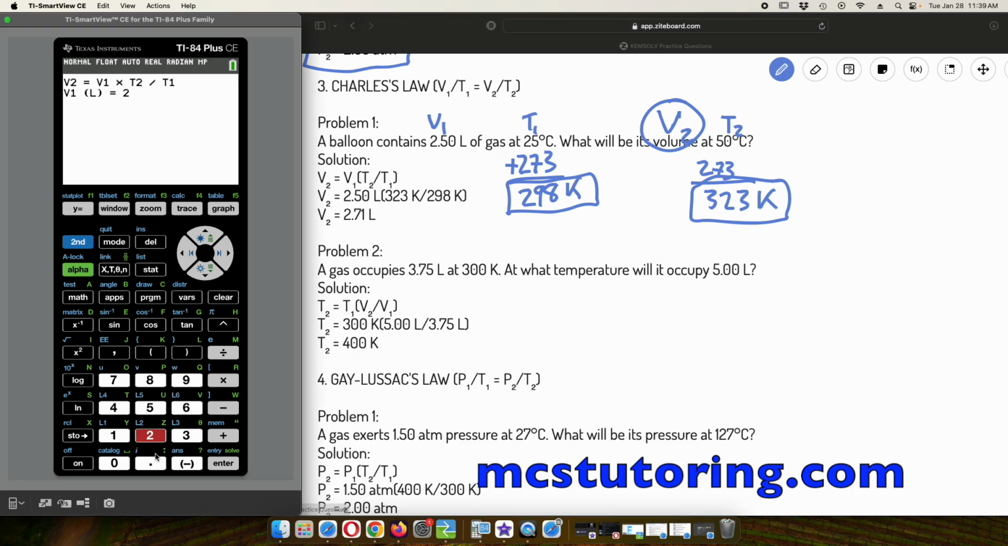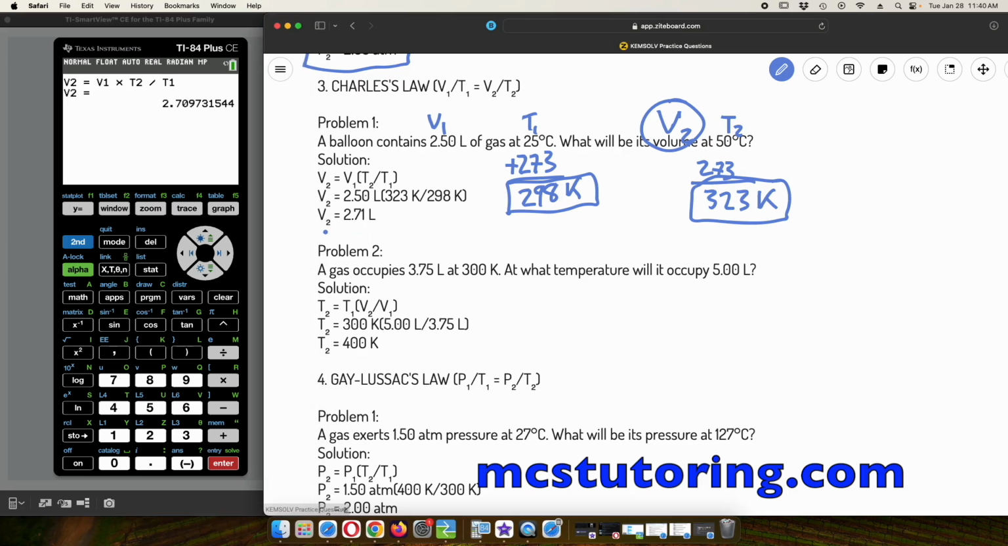First one is 2.5 for the V1. And then T2 is going to be 323. Just keep in mind, it is kind of funky the order it's asking the questions in, so don't go into this blindly. Always see, oh, what is it asking, T2? Oh, that's the 323. And then T1 is the 298. And there we go, 2.71 liters. That's what it rounds to. That's pretty good.